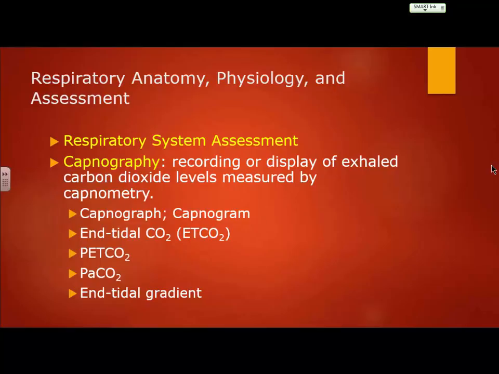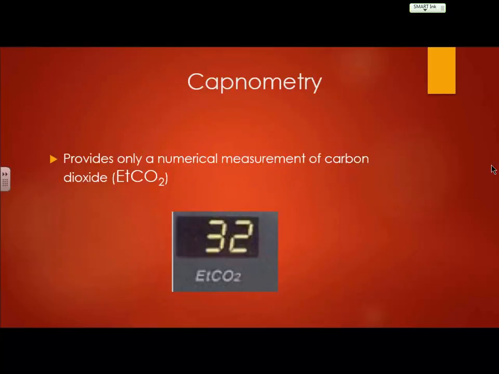Now, with your capnometry, this is your number. Now, what numbers are we looking for? Y'all know this part. 35 to 45. All right. Now, you may read that some experts say that the numbers are kind of variable there. Some folks may say it's a little bit lower than 35, but we want to kind of stay with the standard of 35 to 45.